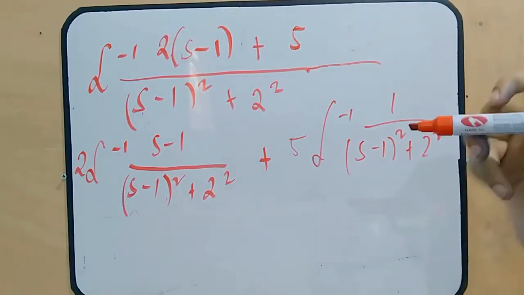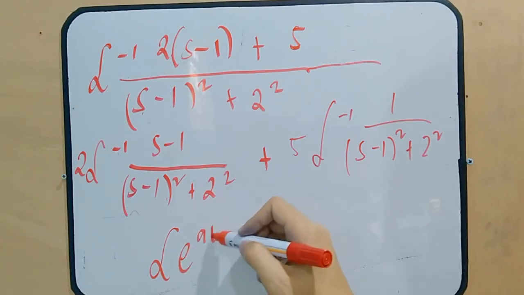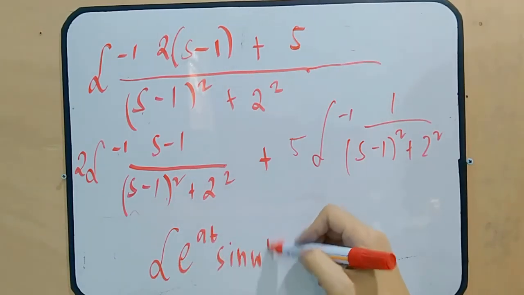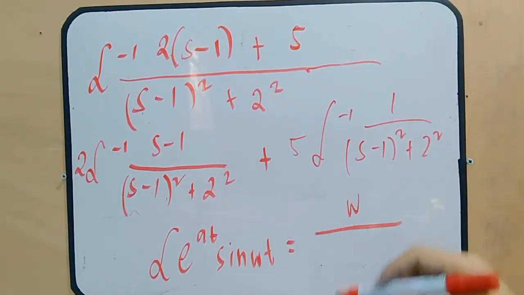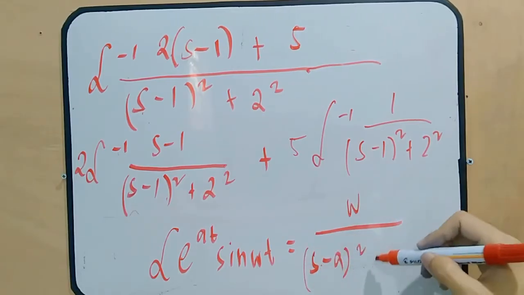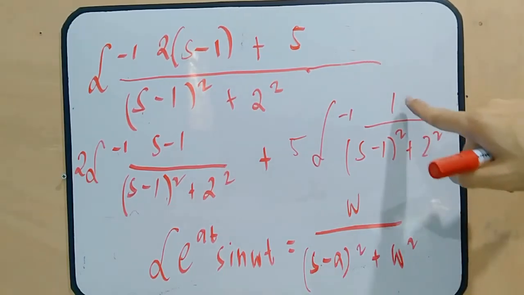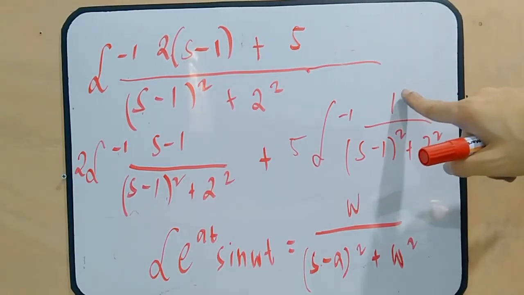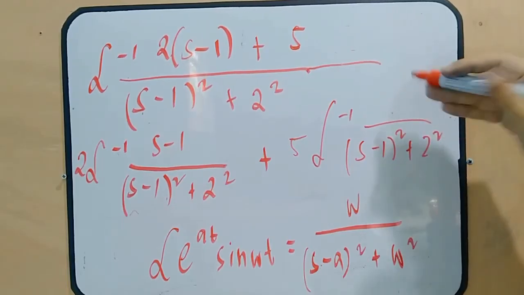So here guys, if we notice, of course, let's go back to the formula: the Laplace transform of e raised to at sin wt is equal to w all over (s minus a) squared plus w squared. So we should have a w on top, but we don't. Here, our w is 2, so we should also put a 2 on top. So this should become, times 2 here.